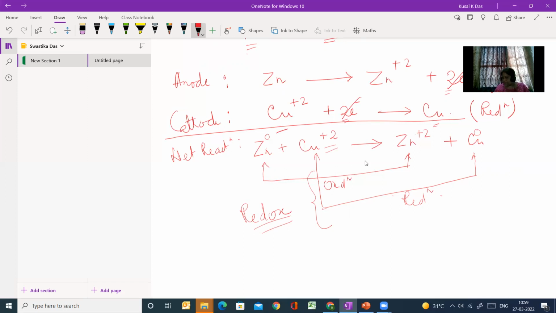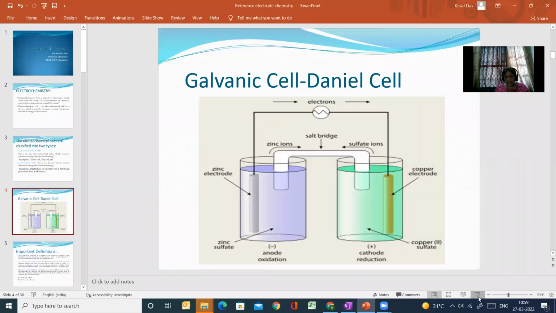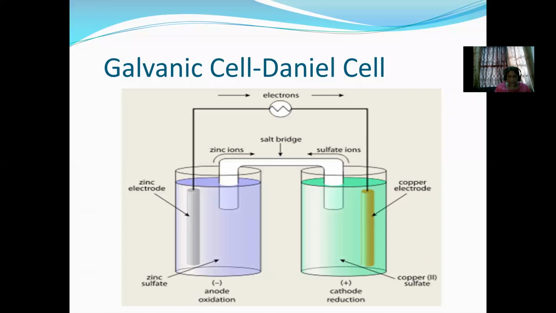And why can we derive this electricity from the cell? Now it is clear. Whatever I have explained: two electrons are liberated at the anode. They travel through the external circuit and reach the cathode, where they are accepted by the copper ions. So there is a flow of electrons from anode to cathode. What is electricity? Why can we derive electricity? Electricity generation occurs due to the flow of electrons.